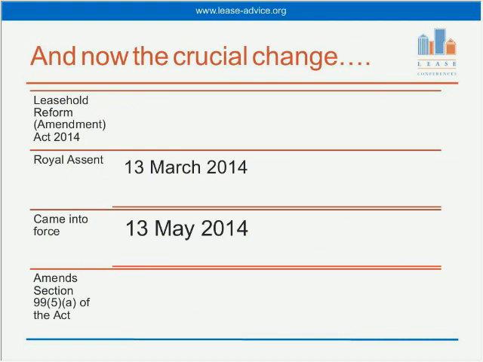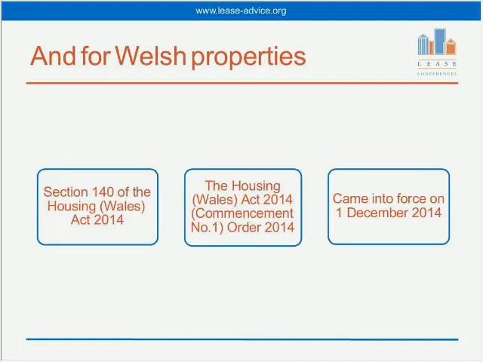But it was all changed by the Leasehold Reform Amendment Act 2014 for properties in England, which amended Section 99(5A) of the Act. That Act got royal assent on the 13th of March 2014 and came into force, was implemented on the 13th of May 2014, a month later, and applied to all Section 42 notices served on or after 13th of May 2014. And for Wales, that's the legislation. It was tacked on to the Housing Wales Act 2014, and there's the details of the commencement order, the statutory instrument. There, it was for all Section 42 notices served on or after the 1st of December 2014.